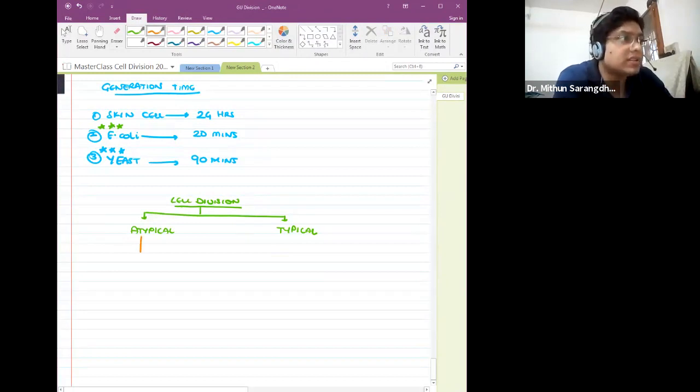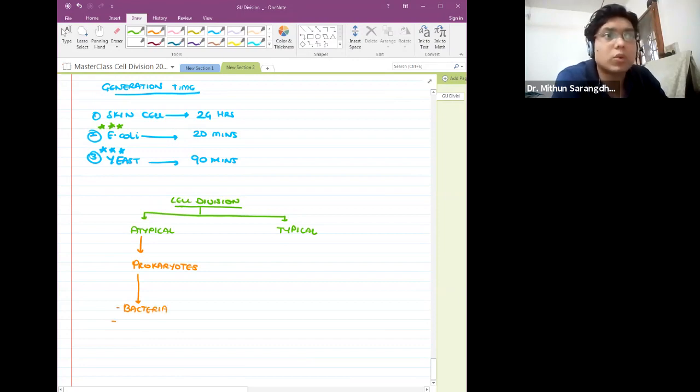But what is the difference between the two, guys? Atypical cell division is the one which is going to be seen in prokaryotes. And when we talk about prokaryotes, who are we talking about? We are talking about bacteria. All the bacteria, the single celled organisms, Kingdom Monera, that is going to be atypical.